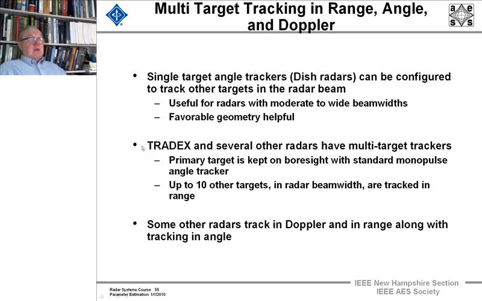The TRADEX radar at Kwajalein, for one, and several other radars have multi-target trackers implemented. The primary target is kept on boresight with a standard monopulse tracker, and up to 10 others within the radar's beam width are tracked in range with standard measures. Some other radars track in Doppler and in range along with tracking in angle.